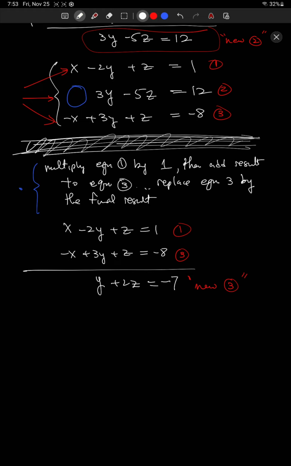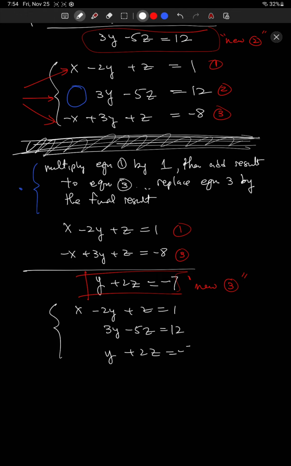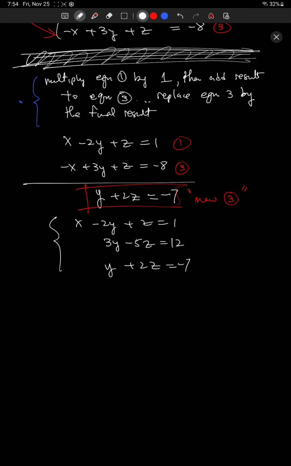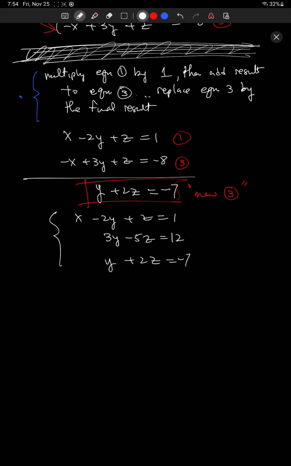Okay, so my set of 3 equations before now becomes x minus 2y plus z equals 1. No change. Second one, 3y minus 5z equals 12. No change. And then only the third one changes. So that was this guy right here, right? So we get y plus 2z equals minus 7.